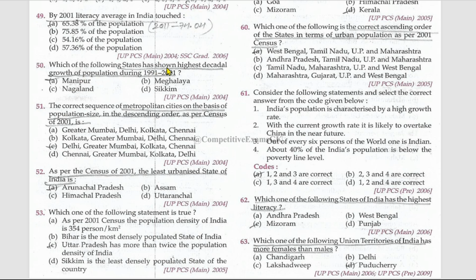Which of the following states has shown the highest decadal growth of population during 1991 to 2001? That is Manipur. The correct sequence of metropolitan cities on the basis of population size in descending order as per the census of 2001 is Delhi, Greater Mumbai, Kolkata, and Chennai.